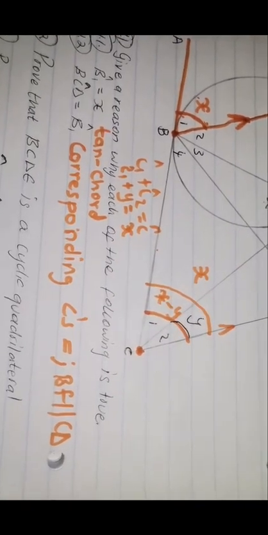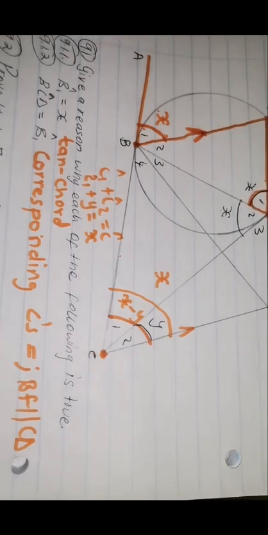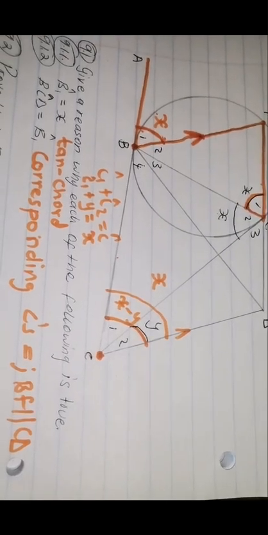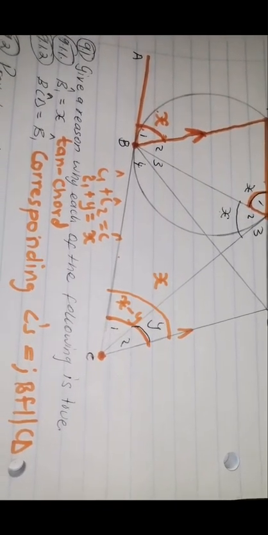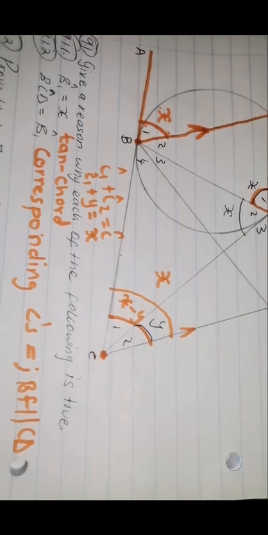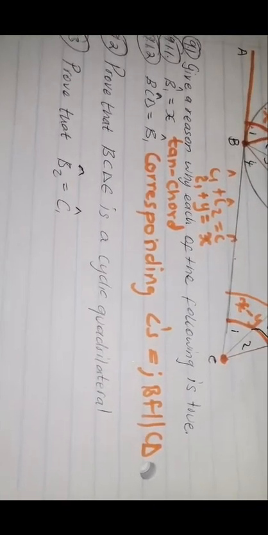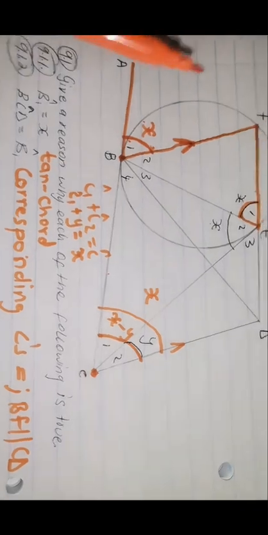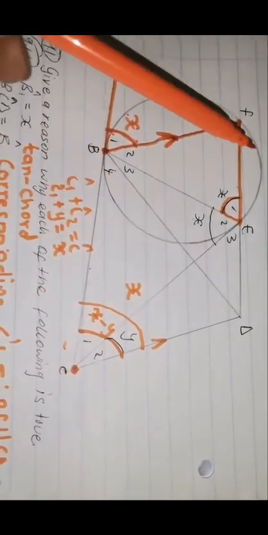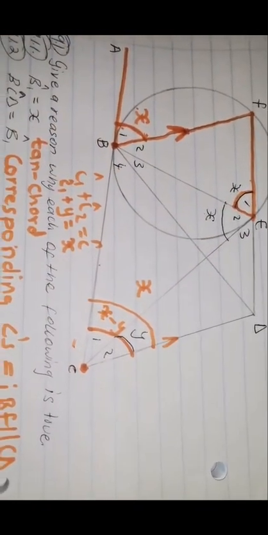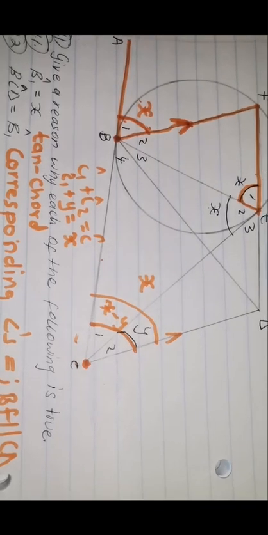Basically, I'm just filling in some information for future reference. Maybe they could ask you to find C1, and I've just explained it right now, so we just write it in. Then 9.2: prove that BCDE is a cyclic quadrilateral. Prove that BCDE is a cyclic quadrilateral. Okay, so simple, hey? Very, very simple, guys.